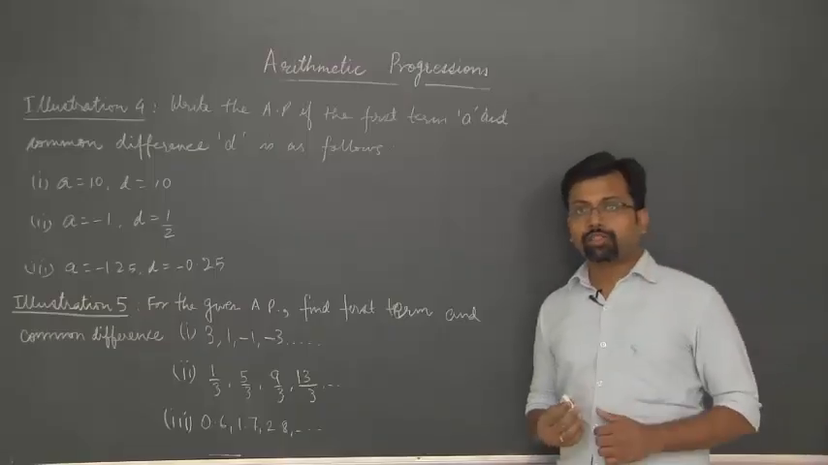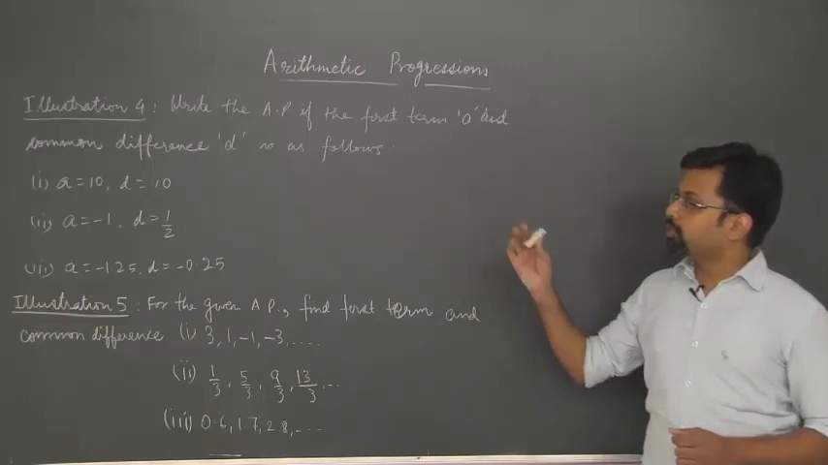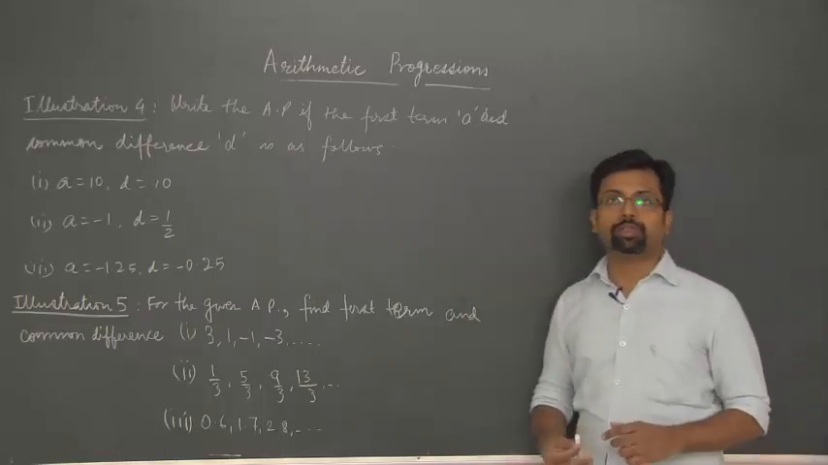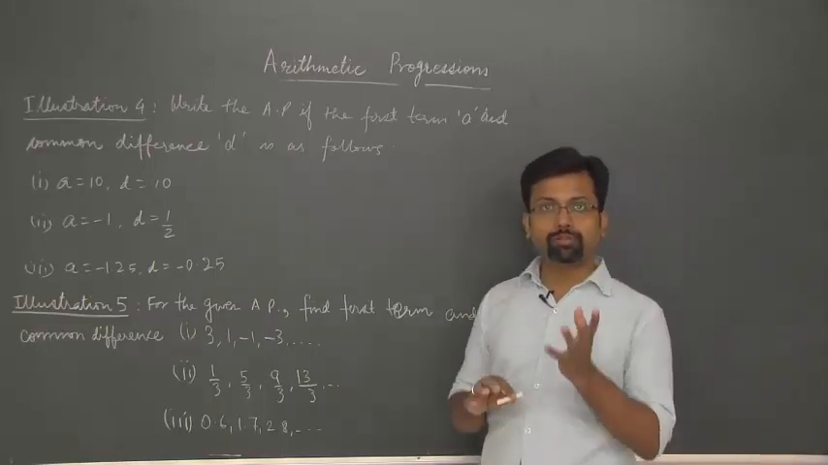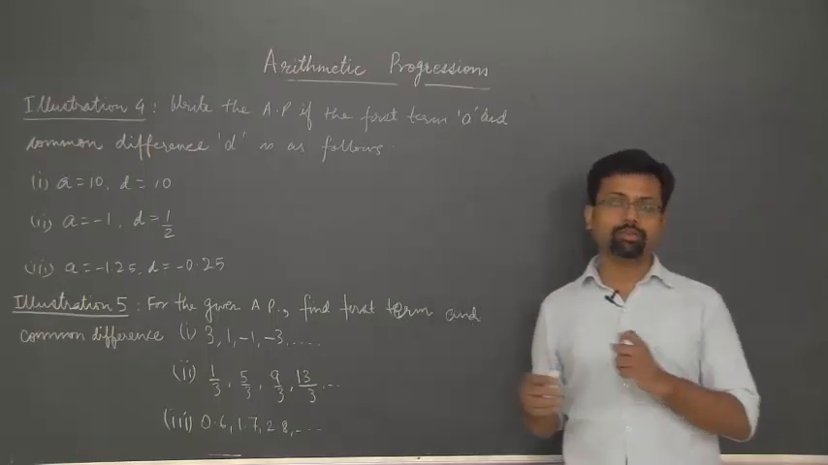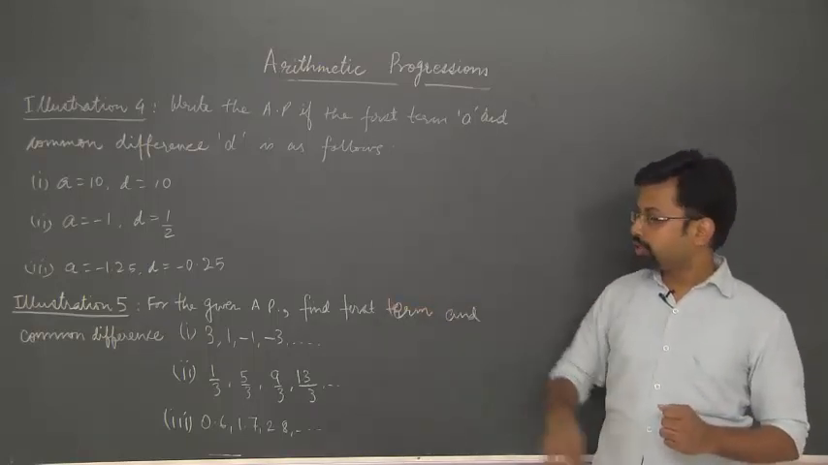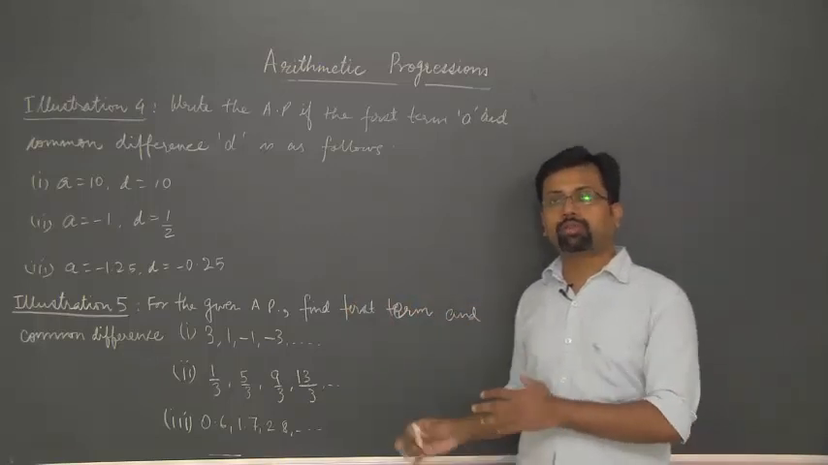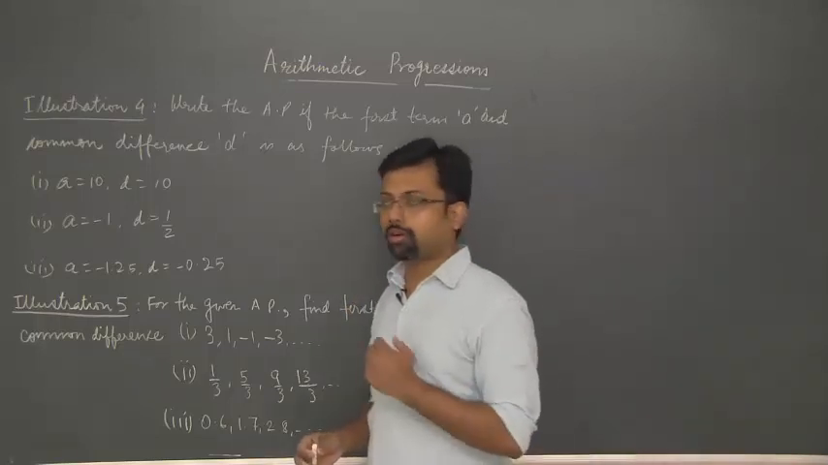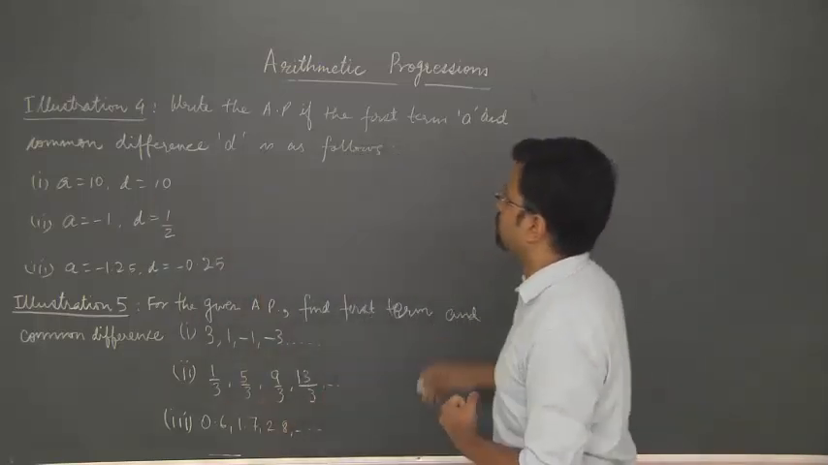Now let us take up illustration 4 and 5. Here we have been given the first term and the common difference of the AP. We have to write down the sequence. And in illustration 5, we have been given the sequence. We have to identify the first term and the common difference. Let's see how we approach these questions.